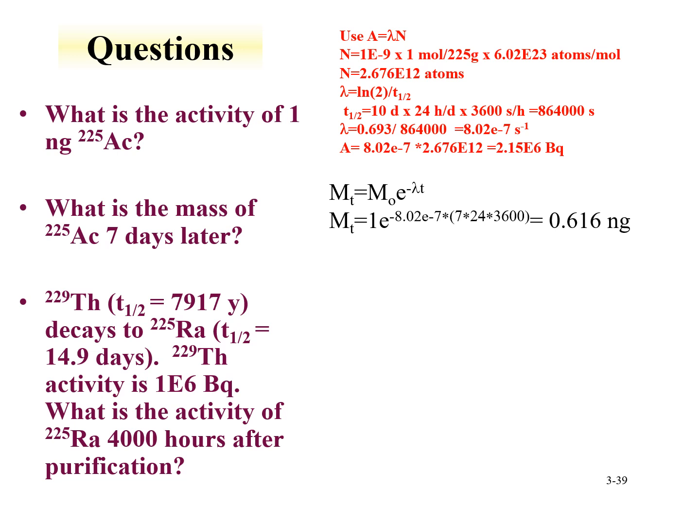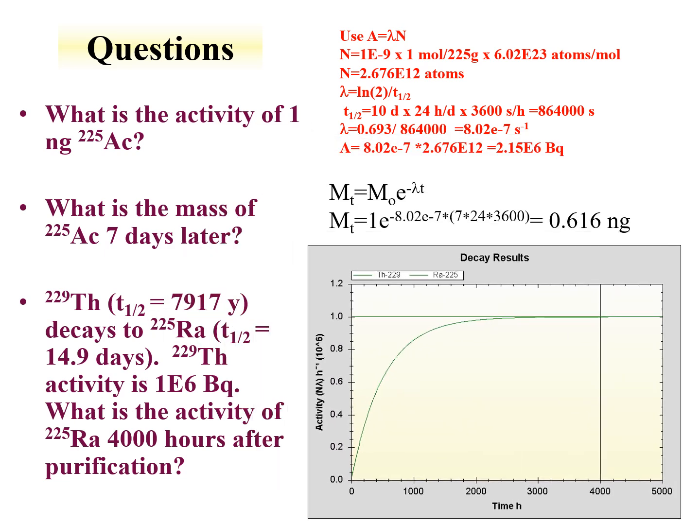For making actinium, you can use an isotope of thorium, thorium-229, that decays to radium, and then that radium decays to actinium. So let's ask the question: if I have some thorium-229 and it's decaying, it has an activity of 1,000,000 becquerel, what's the activity of the radium-225 4,000 hours after the thorium-229 has been purified? One starts off with no progeny. The sample contains only thorium-229. It starts decaying, and at 4,000 hours after the purification, it's reached equilibrium.